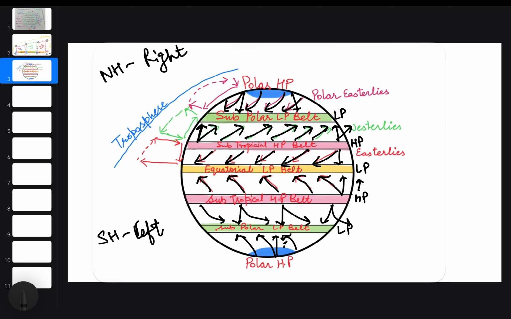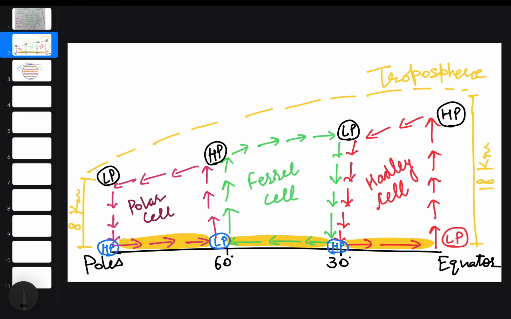Now this is the movement: low pressure, high pressure, low pressure, high pressure. So wind will move from high pressure to low pressure. Here we will have high pressure, here low pressure, high pressure, low pressure. We have done this.